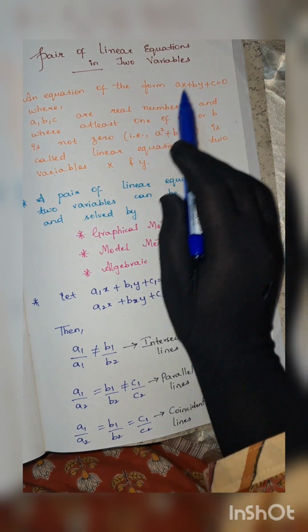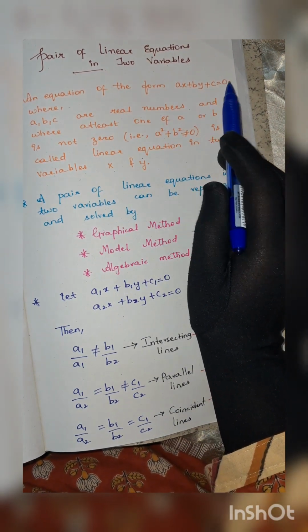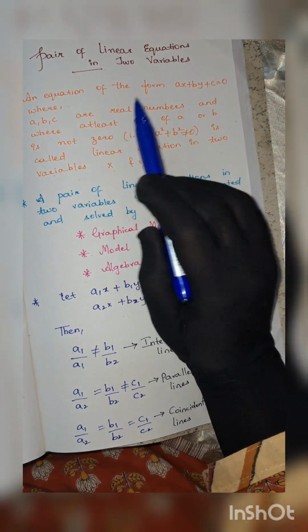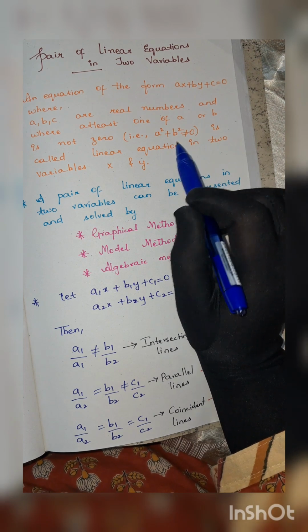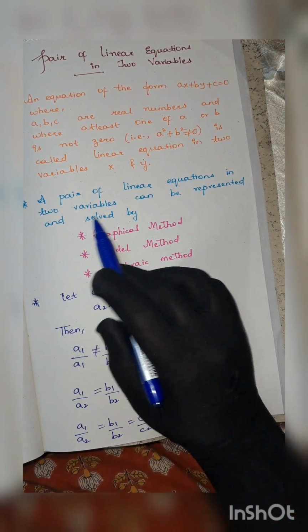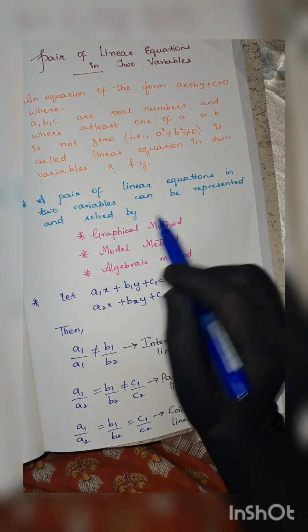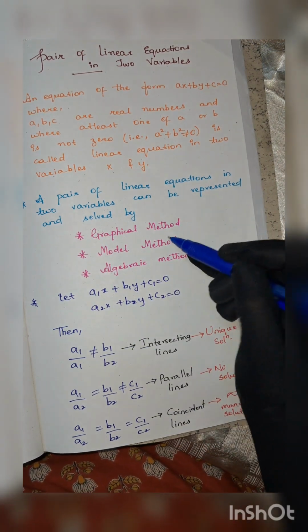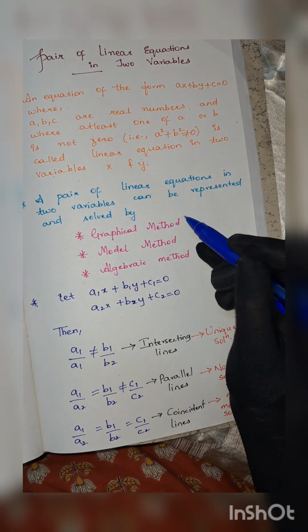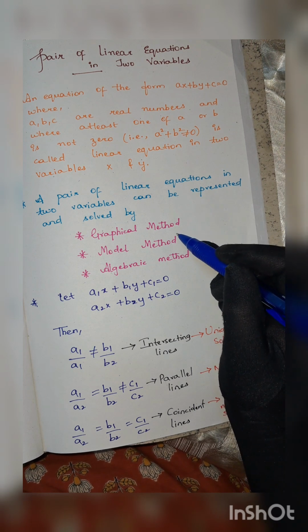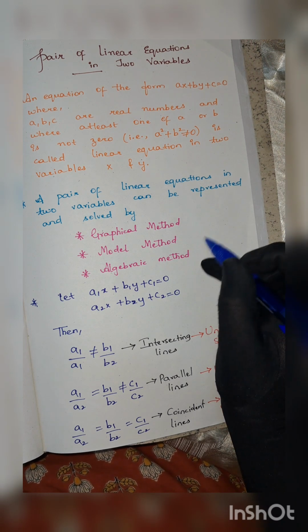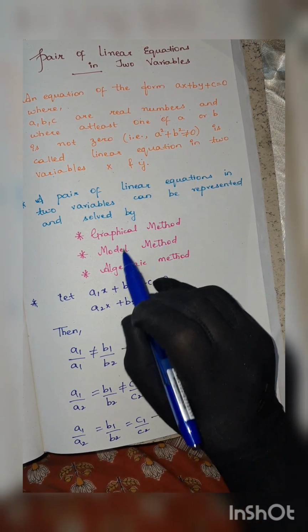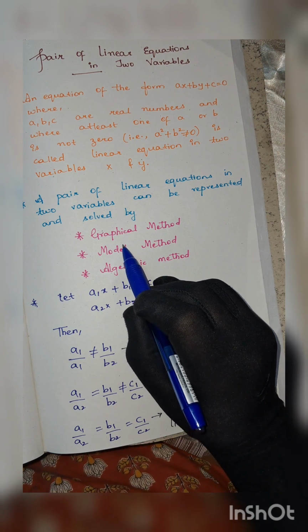So an equation of the form ax plus by plus c is equal to 0, where a, b, c are real numbers and a and b should not be equal to 0. A pair of linear equations in two variables can be represented and solved by three methods. First is the graphical method, second is the substitution method, third is the elimination method. We will discuss each of them briefly.